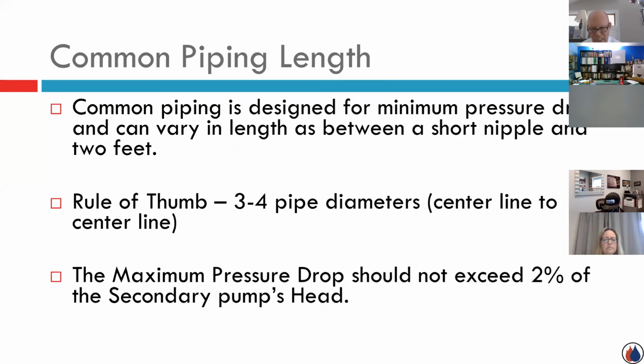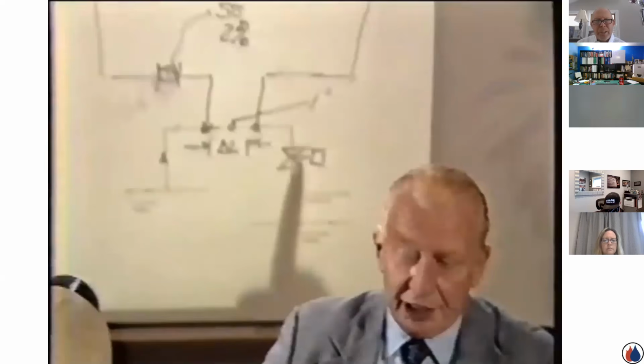I found him in a video where he actually makes this one reference. It's the only time we've seen it. We haven't been able to find it yet in writing. Maximum pressure drop should not exceed 2% of the secondary pump's head. It was the only time he mentioned it, in one of the videos that we have. And he's talking about it here.